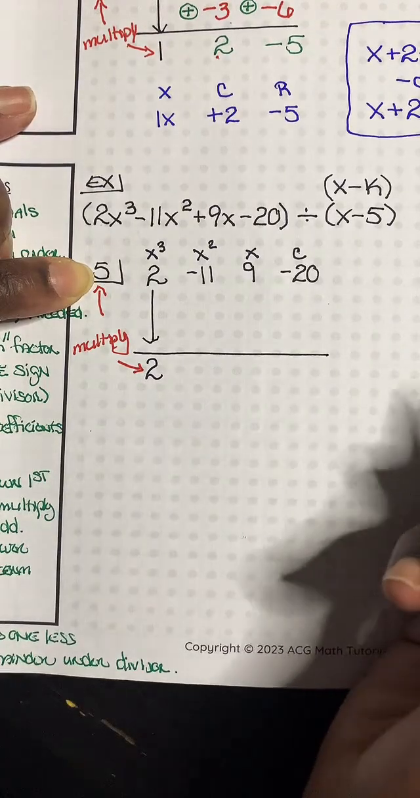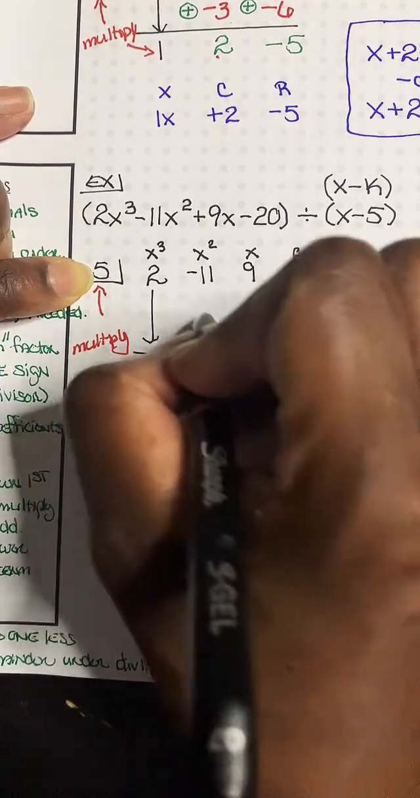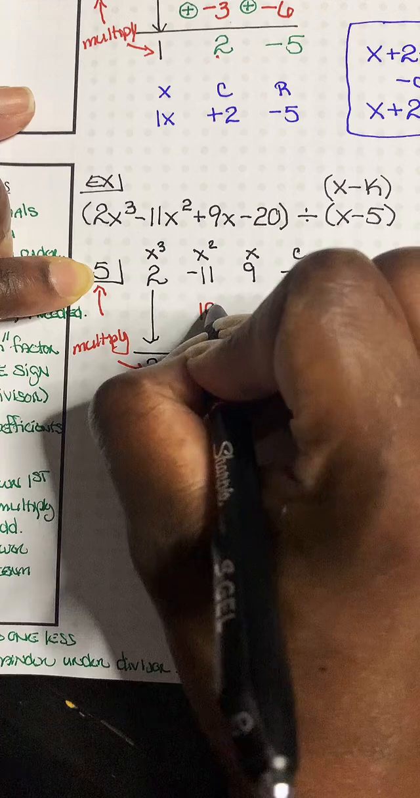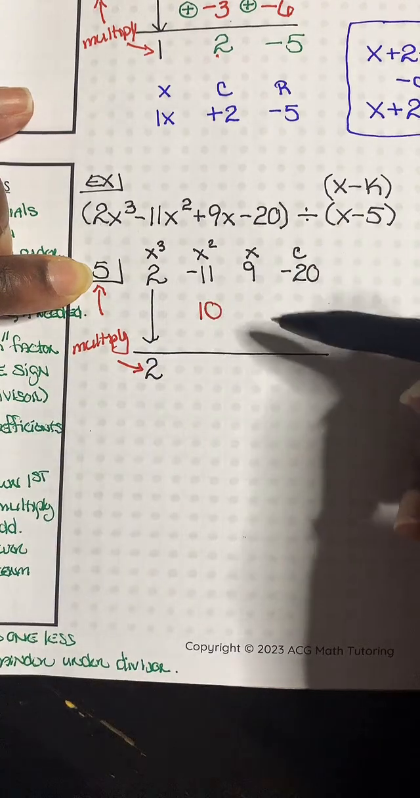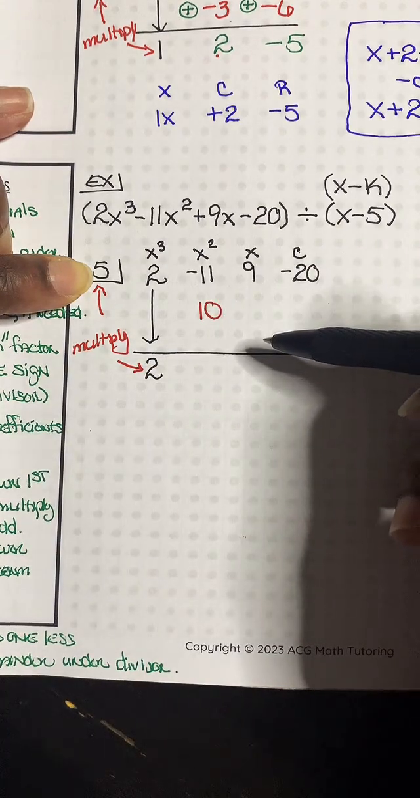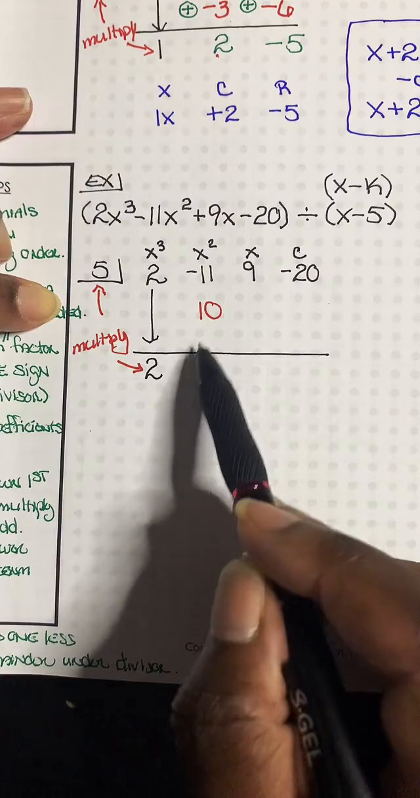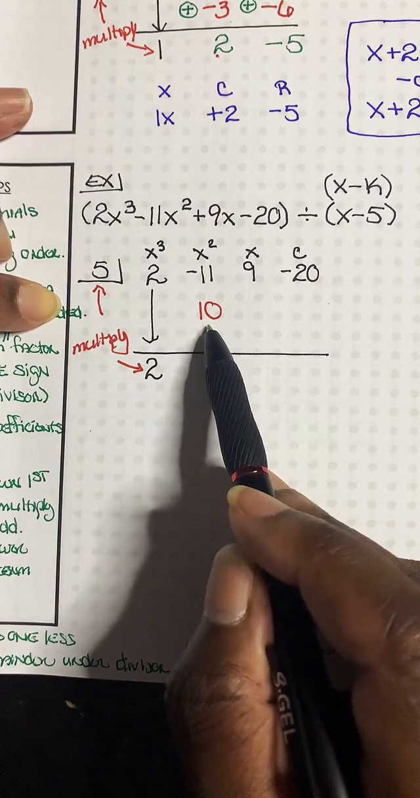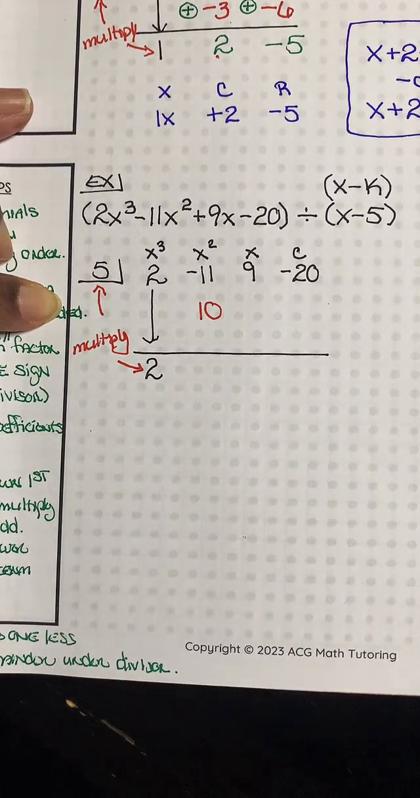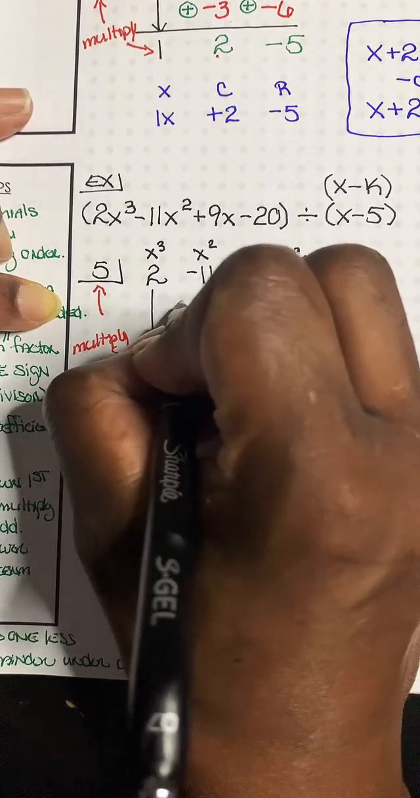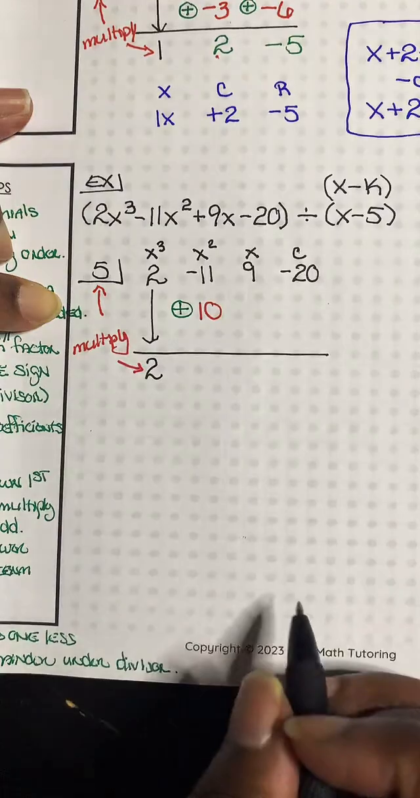Good. Excellent, everyone. And we're going to put that answer of 10 underneath the negative 11. So when we put that answer underneath the next term, this is what we're going to do now. We're going to add those two numbers together.